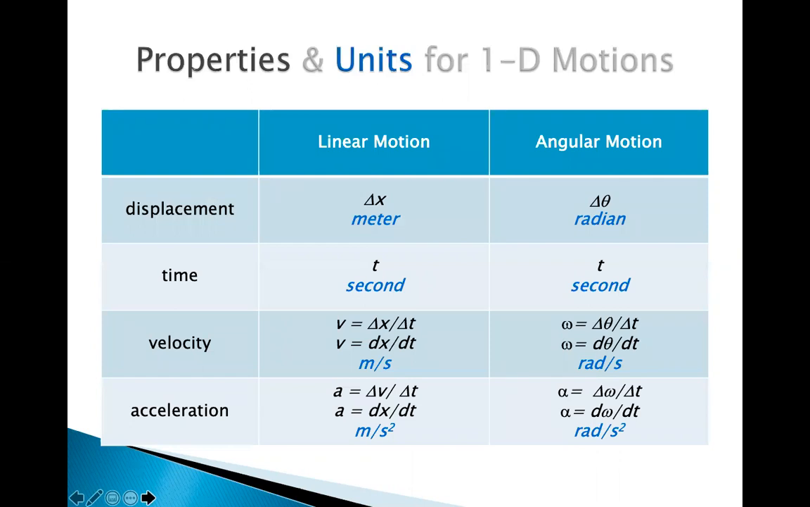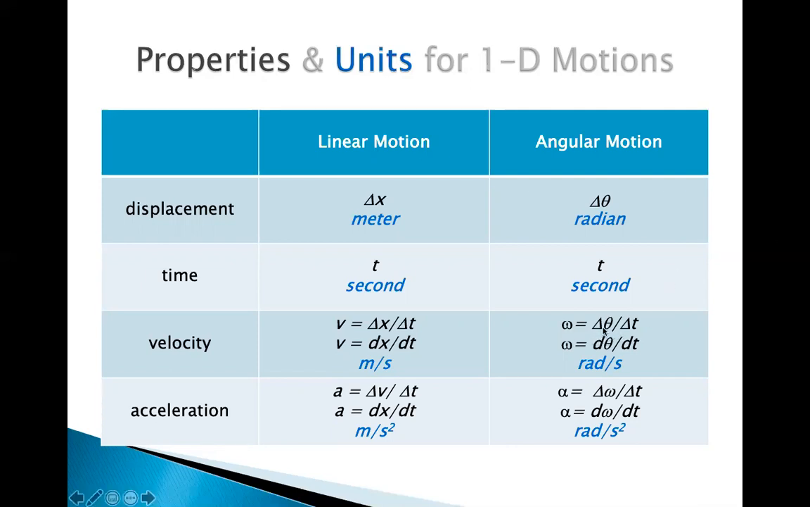First of all, we learned the properties of linear motion, including displacement, time, velocity, and acceleration, with definitions using algebra and also using calculus. For angular motion, the displacement is an angle, in the unit of radian. Radian is the SI base unit for angle and angular displacement. Degree is not an SI base unit, so be sure to convert to radians if you need to do calculations. That's required almost all the time. Time is in seconds.